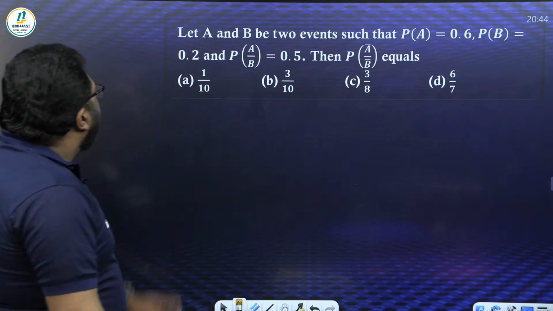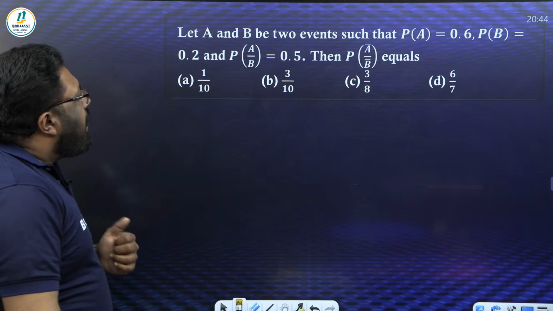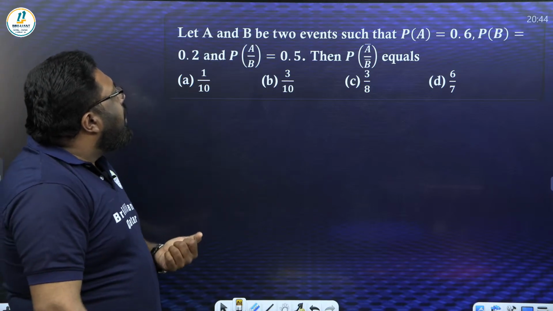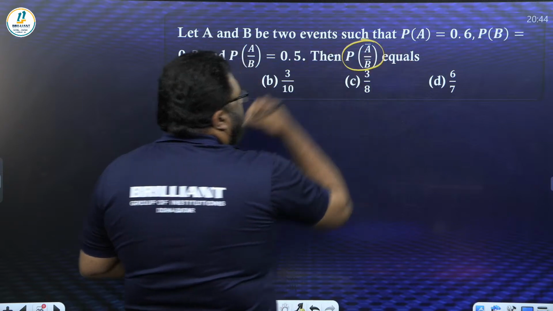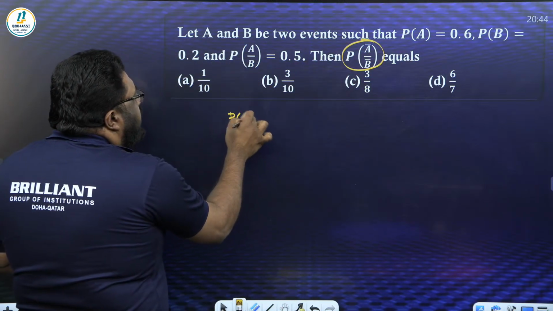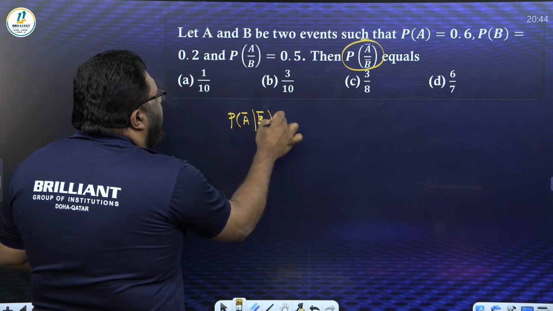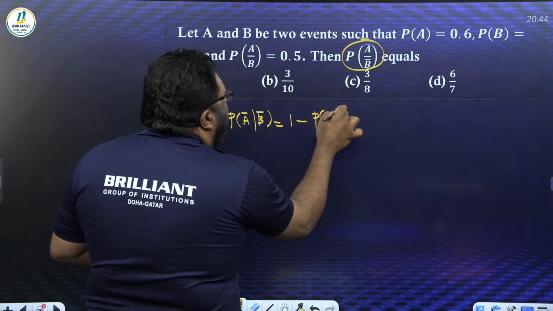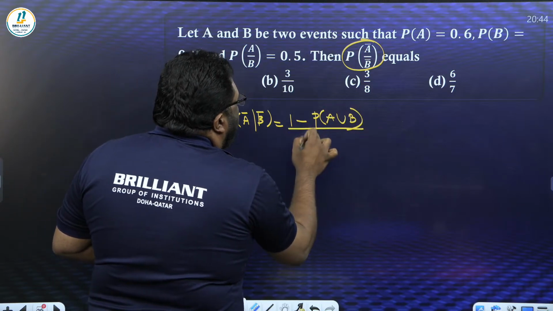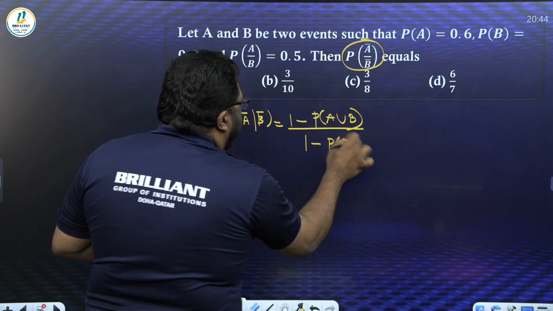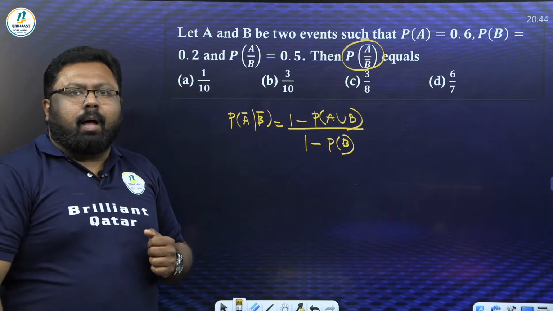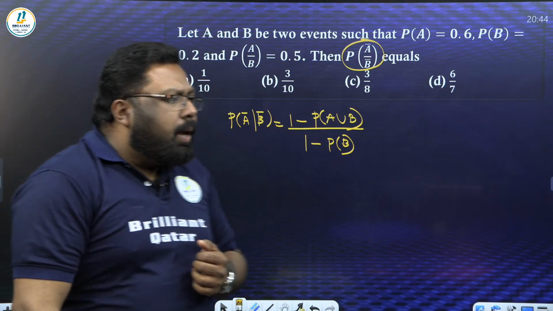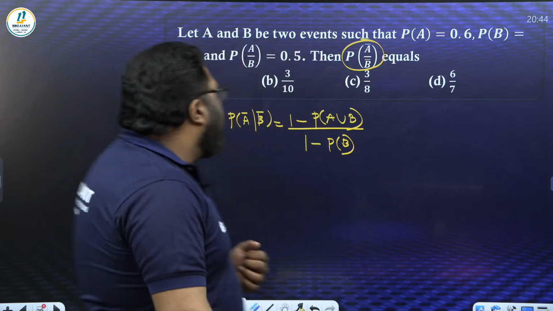Okay, moving on. A and B are two events. P of A is there, P of B is there, P of A by B is there. That's what I said. They like asking this question. Okay, straightforward question, no complications. So if you learn it like a formula, we already derived this formula right now. So learn it like a formula itself. P of A bar by B bar is 1 minus P of A union B divided by 1 minus P of B.